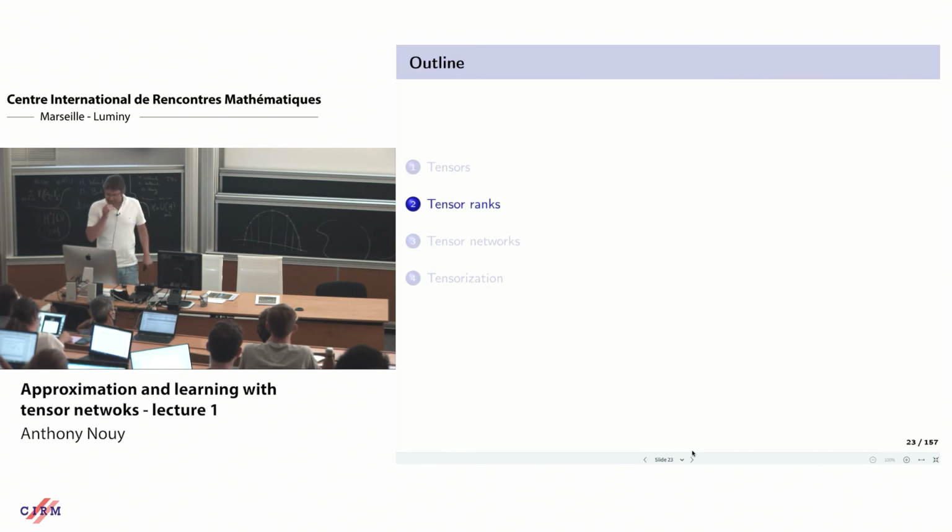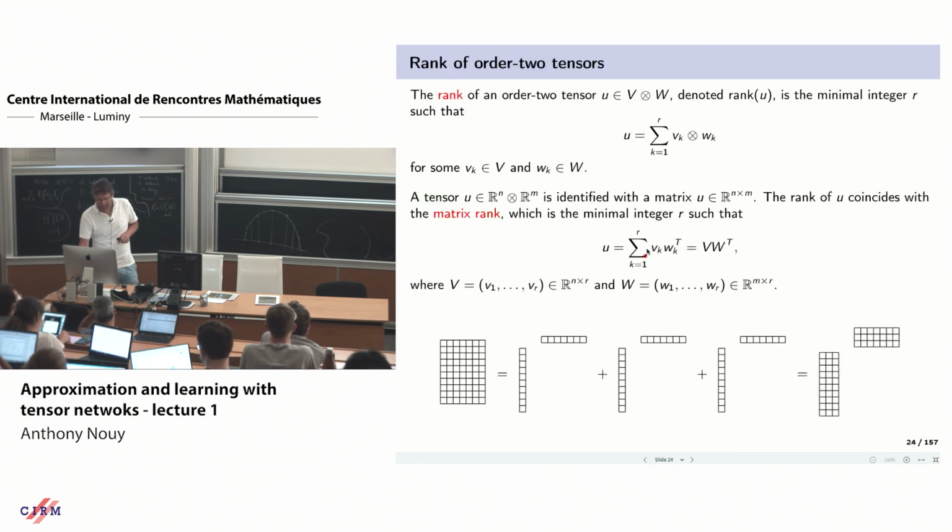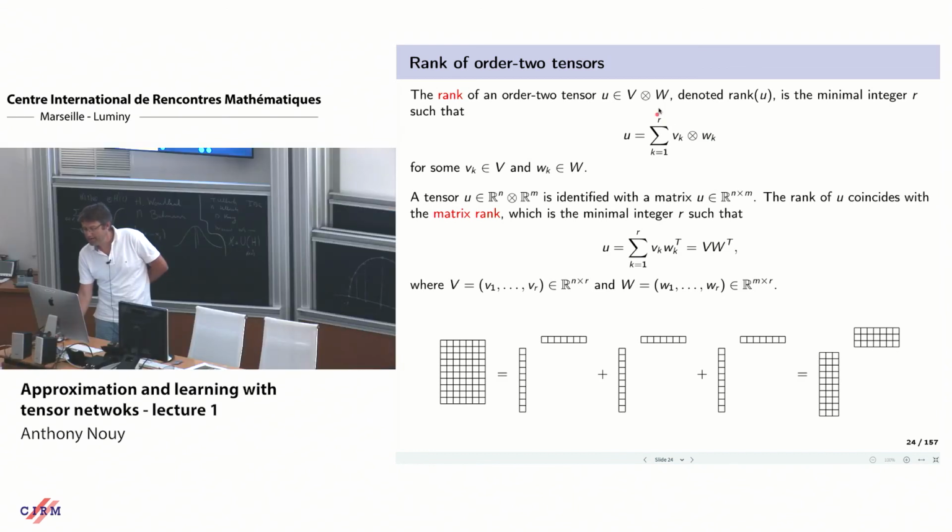Well, so this was the definition of tensors. So now, before introducing these objects called tensor networks, I will talk about tensor ranks. What is the definition of a tensor rank? So I start with something that you know. The rank of an order 2 tensor u in a tensor product of two spaces V and W, denoted rank(u), is the minimal integer r such that u can be written as a sum of r terms being elementary tensor products. Okay? The minimal integer r such that you have a representation under this form.